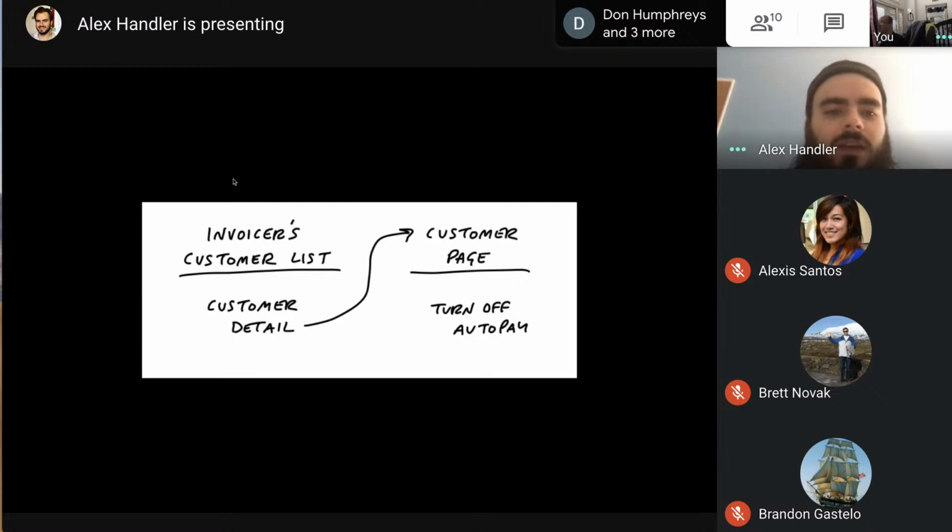So they had this invoicer's customers list, and that had a details page. There they added the turn off autopay feature instead of creating whole different flows that they didn't want to and didn't have the appetite to take on.